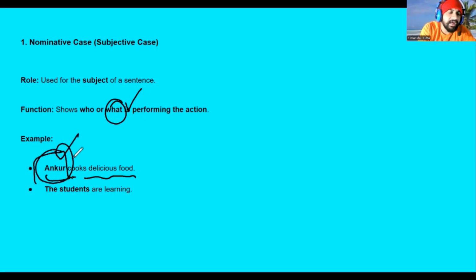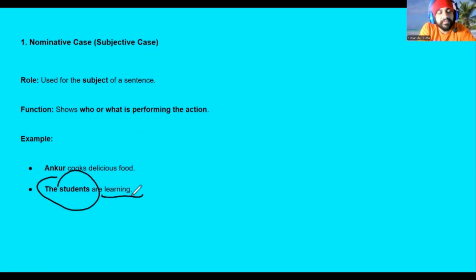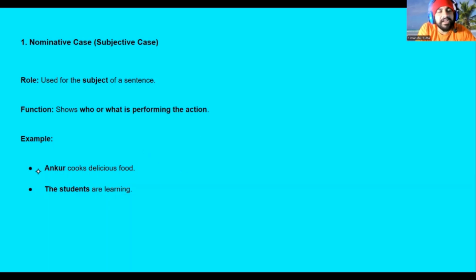So Ankur is in the nominative case because it is used as the subject in the sentence. We are talking about Ankur. Ankur cooks delicious food. Who cooks delicious food? So here we have to understand that it will be called the nominative case. Then there is: students are learning. Who are learning? Students are learning. So whoever is performing the action, whoever is used as the subject in the sentence, that will be the nominative case. Always remember that one. I hope it is clear to you.